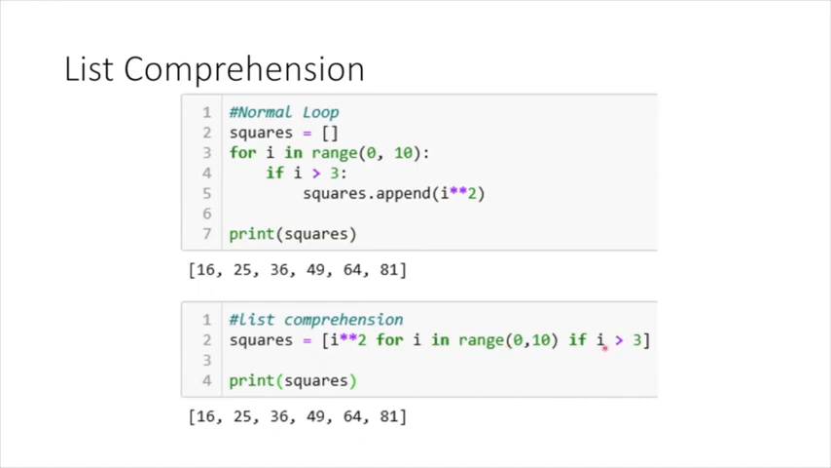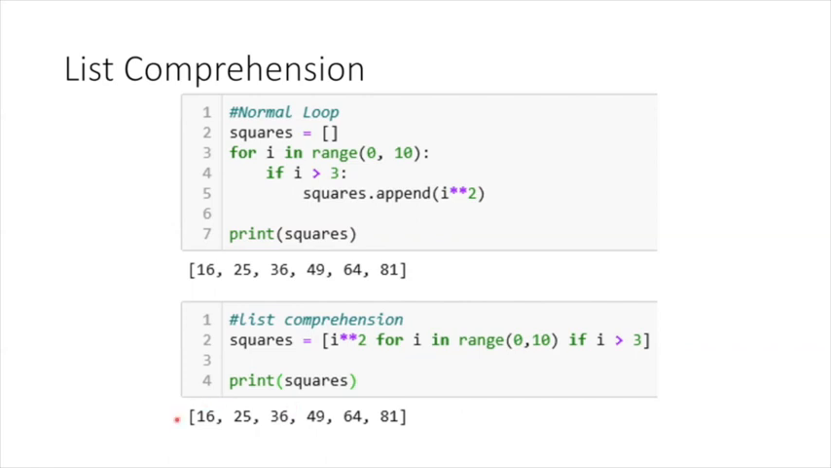But we can also do this via list comprehension. We can take this loop and compress it down into this line right here. So i to the second power for i in range 0 to 10 if i greater than 3. When we print this, we get the same list.